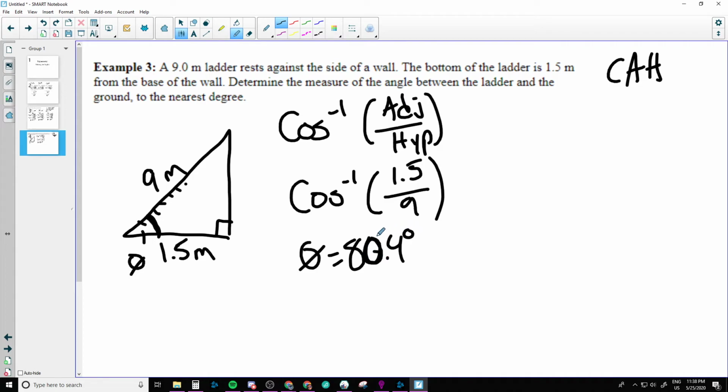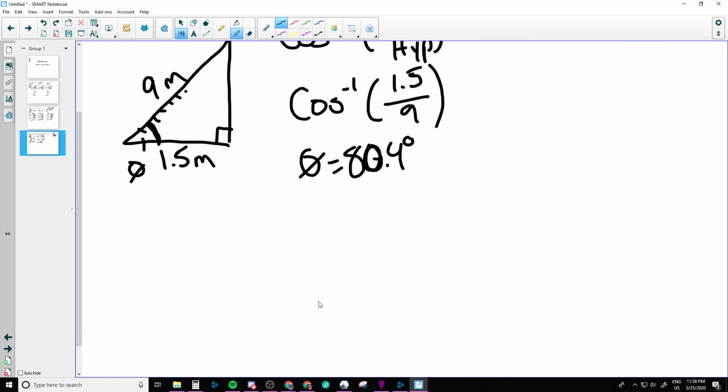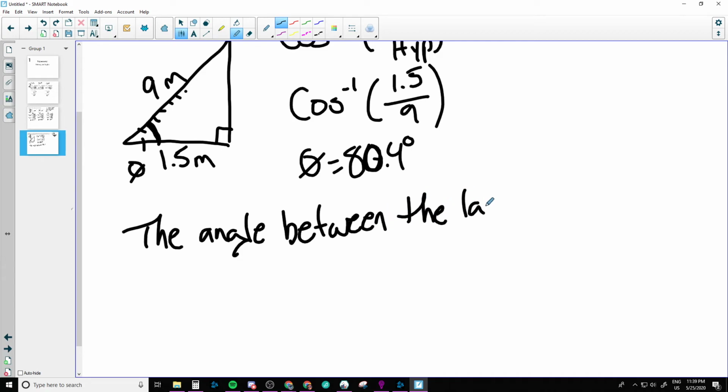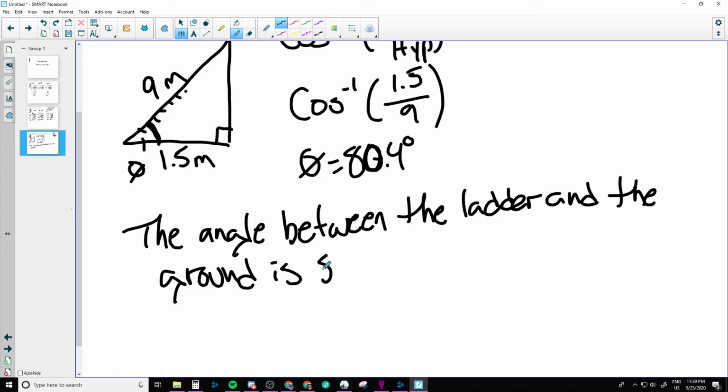That looks a little bit more like a 0. All right, this is a word problem, which means it requires a word answer. So the angle between the ladder and the ground is 80.4 degrees. All right, easy peasy.